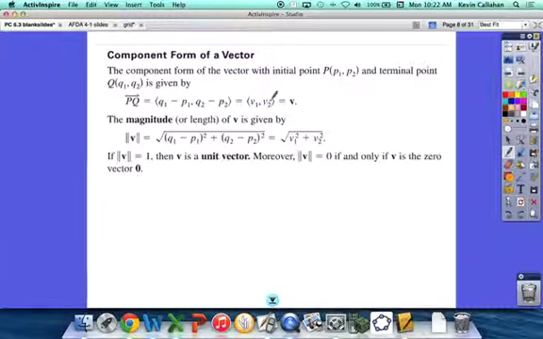So going to the last one, let's say for the PQ, it was 3 minus 0, 2 minus 0. And that meant it was 3, 2.